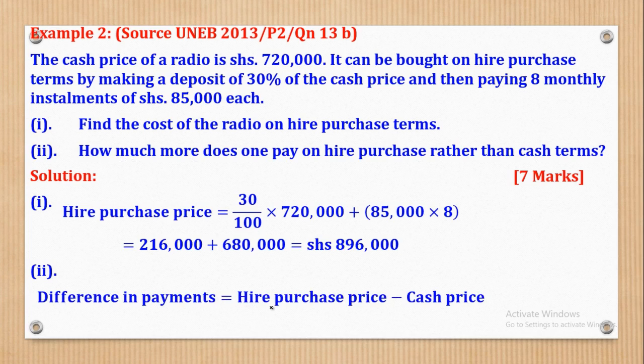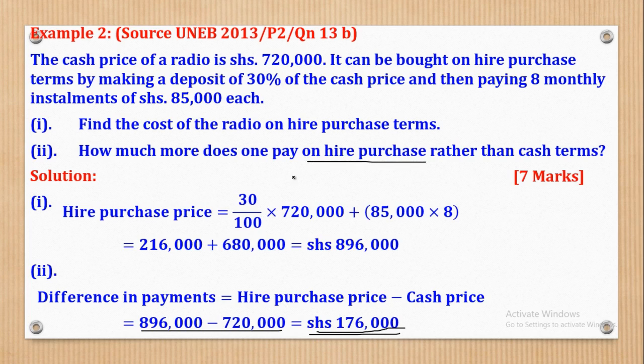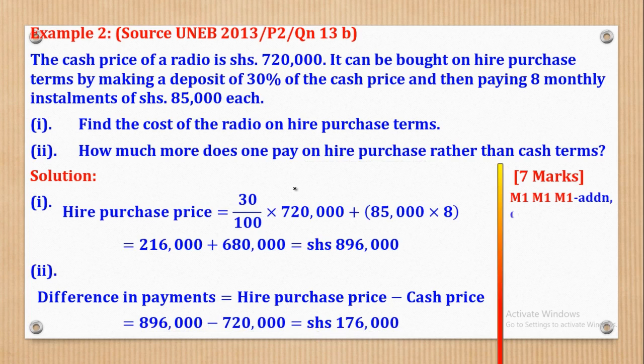So the difference in payments will be hire purchase price minus cash price, so when I subtract the two, I'll come up with shillings 176,000. So this is the amount one pays on hire purchase rather than cash terms. So that's what they wanted. Now let's see how much can be awarded.